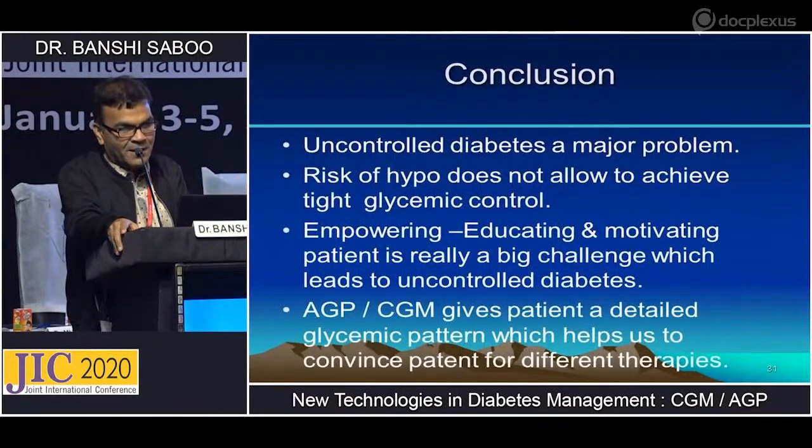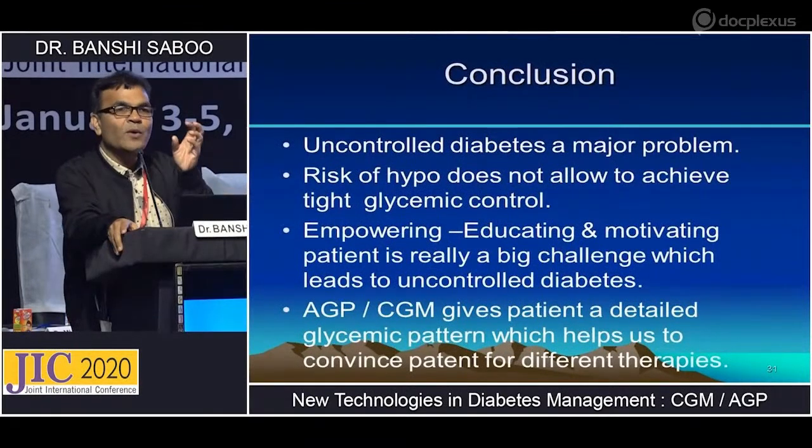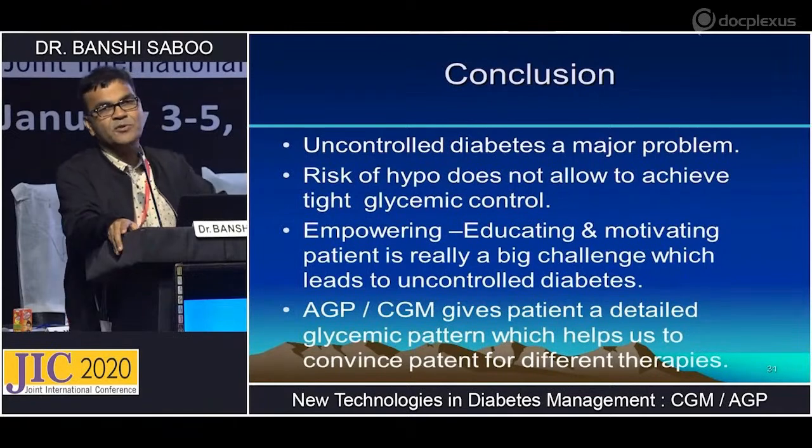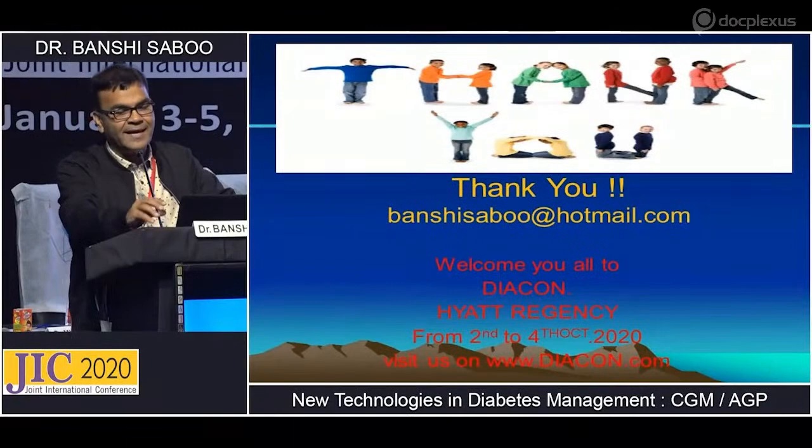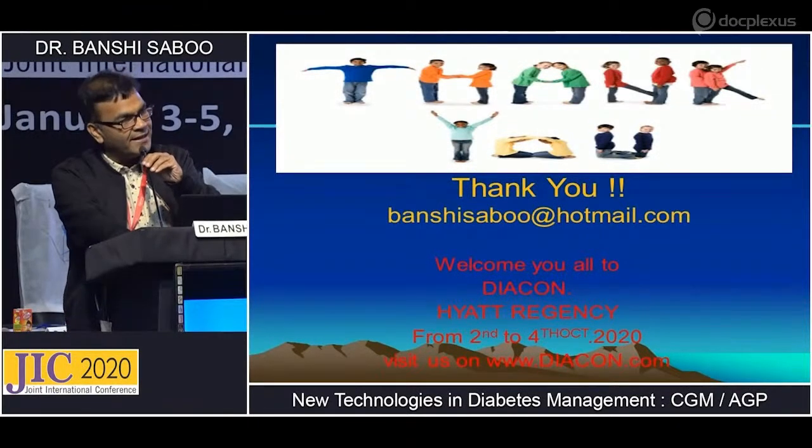Uncontrolled diabetes is a major problem, and most of the time, to educate and motivate the patients, we require a monitoring tool. And I think one of the best monitoring tools we have is continuous glucose monitoring or the ambulatory glucose profile. With this, thanks once again to the GIC organizing committee, and thank you very much.